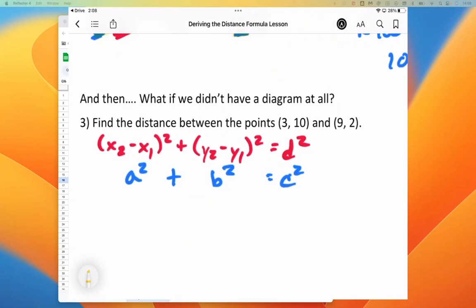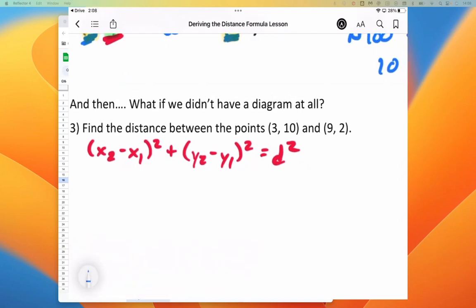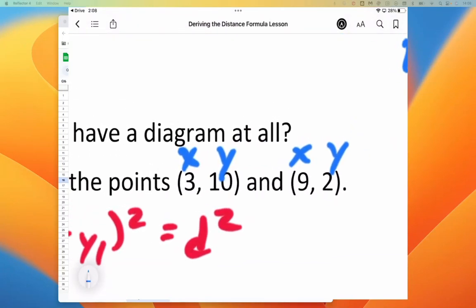So with that, here's what we need to do. Every single time, and I mean every single time, if you don't do this, you're going to fail. We need to name our points. That's our x, that's our y. That's our x, that's our y. But if I said, hey, what number is x? You'd say, I don't know, which one are you talking about? 3 or 9? And if I said, hey, which one is y? You would say, I don't know, it's 10 or 2. So that's where the 1 and the 2 come in.